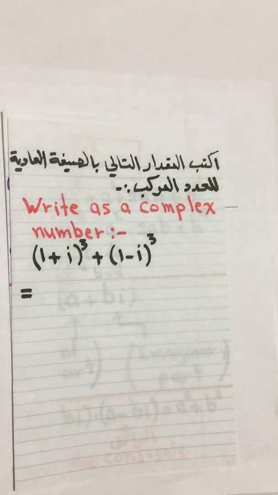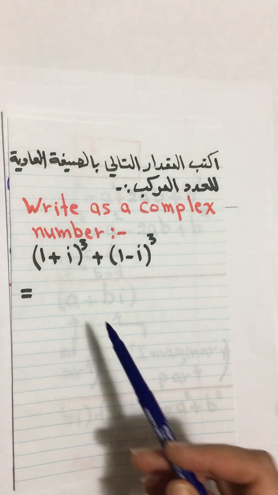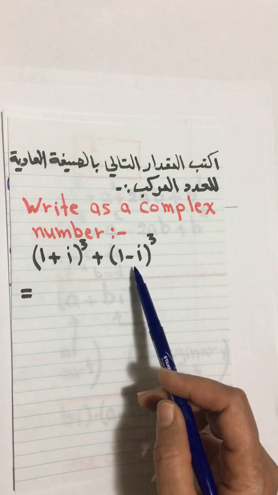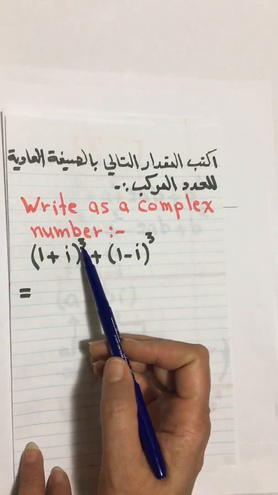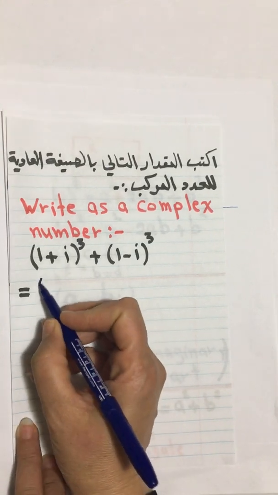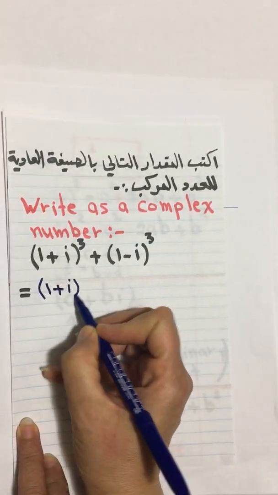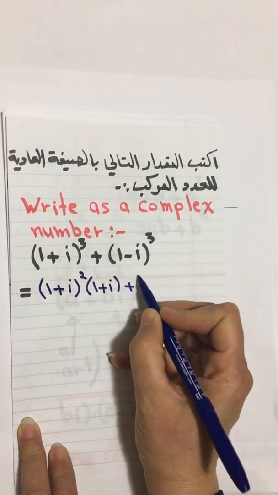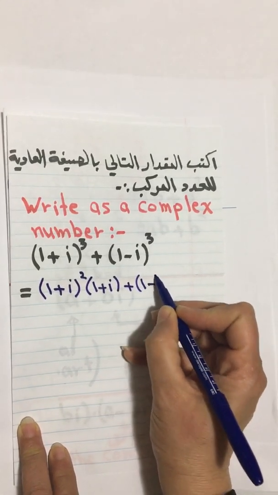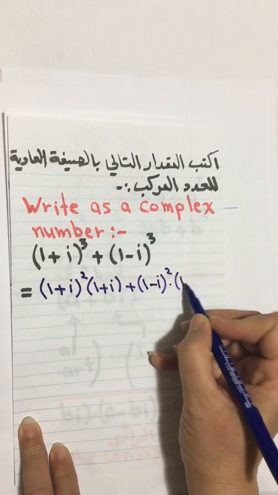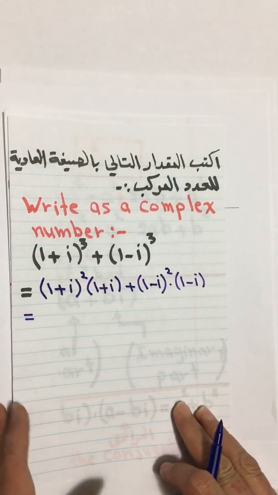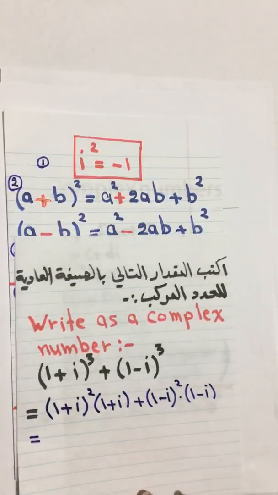اكتب المقدار التالي بالصيغة العادية للعدد المركب. Write as a complex number: (1 plus i) cubed plus (1 minus i) cubed. أس 3, so I can write it down as (1 plus i) squared times (1 plus i) plus (1 minus i) squared times (1 minus i) equals. I already have this formula.